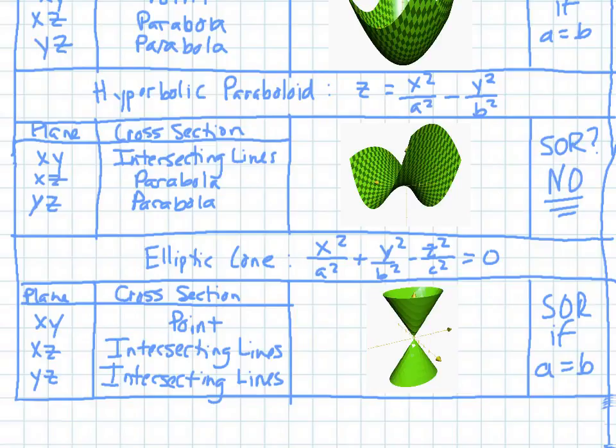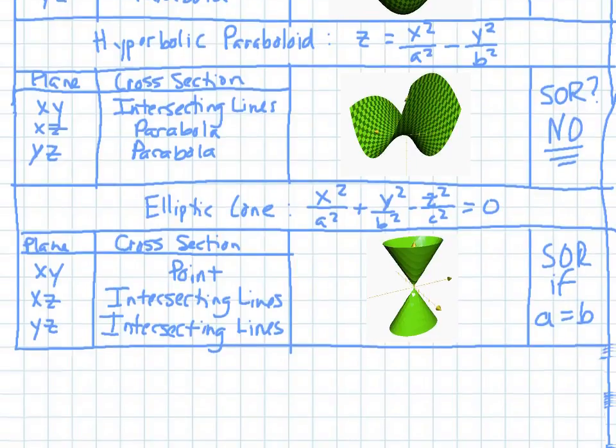Okay, and then the last one I want to show is the elliptical cone. Here that XY cross section is a point, and then you have some other degenerate conics going on, so intersecting lines to create this.